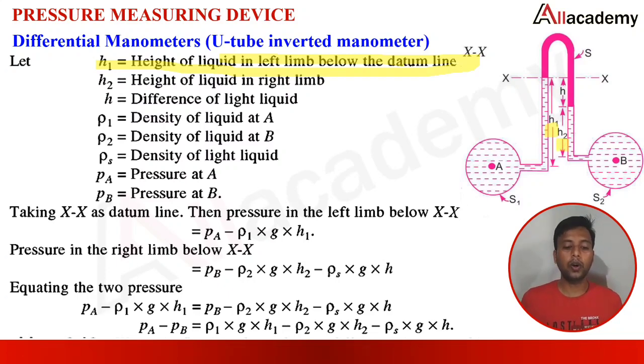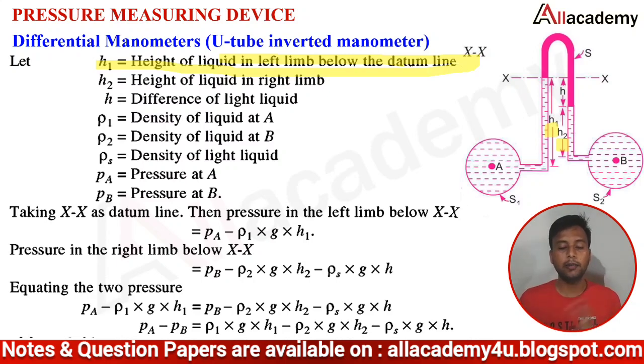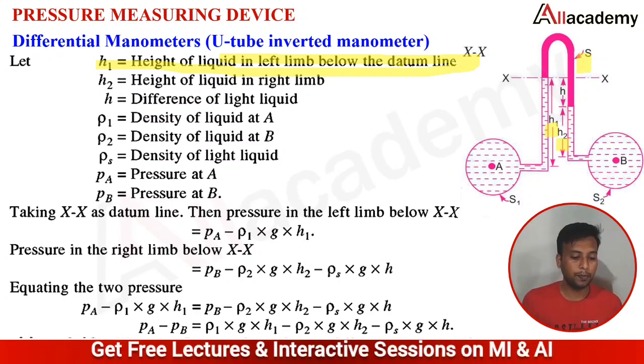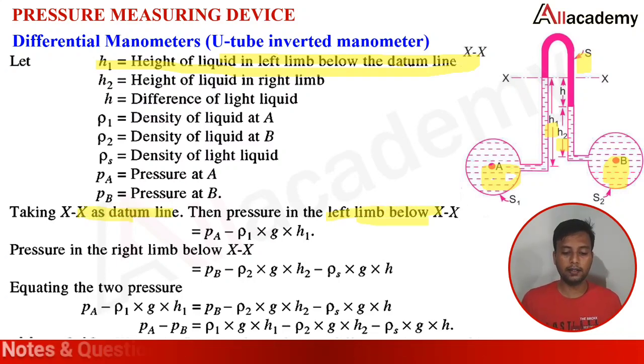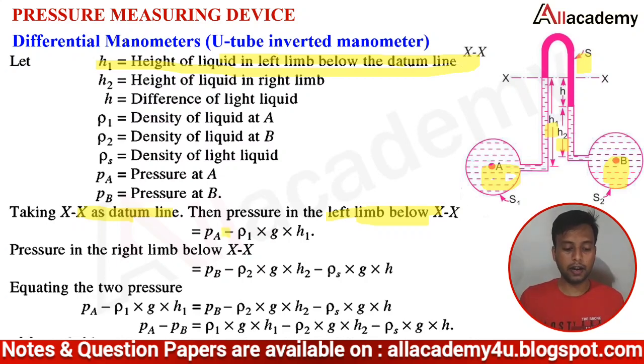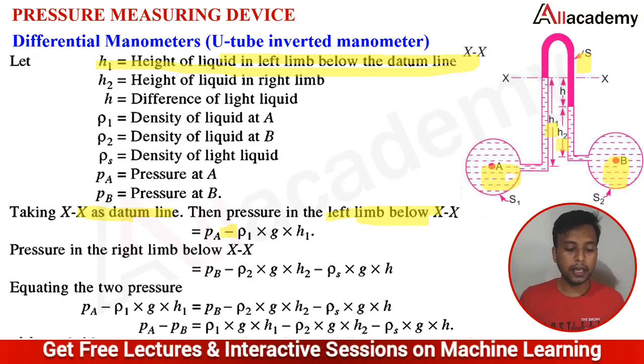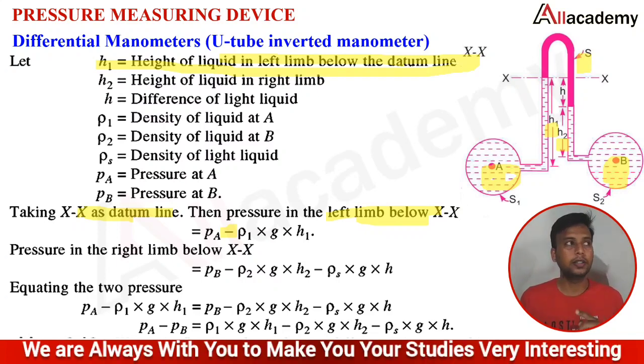Now rho 1 and rho 2 are the densities of the fluid in the right limb and left limb respectively. And rho g or rho s is the density of the light liquid. This is rho s. Okay, this is rho g, or sometimes we take rho s. Now PA is the pressure at this point, and PB is the pressure at this point. Now the equation, with respect to the datum line, the pressure in the left limb is given as PA. In the previous cases we have taken positive. Here it is in an inverted direction, which means we have to take it as negative. PA minus rho 1 g H1.